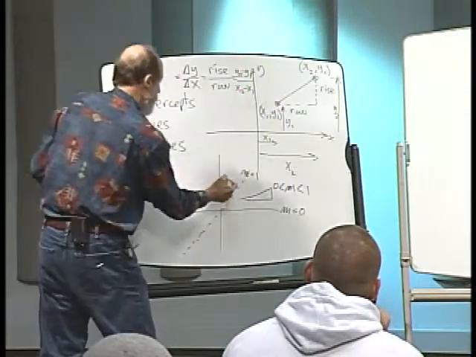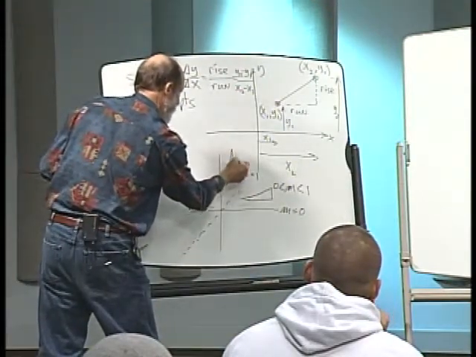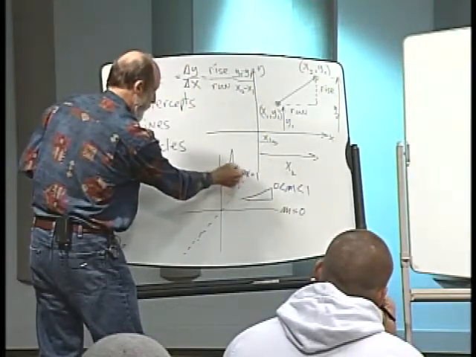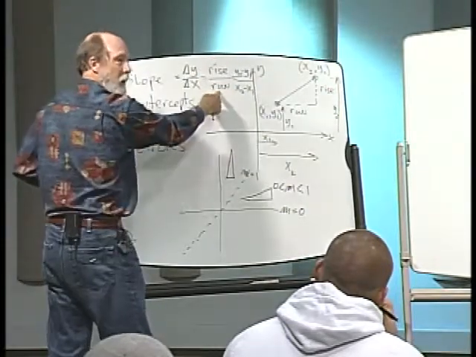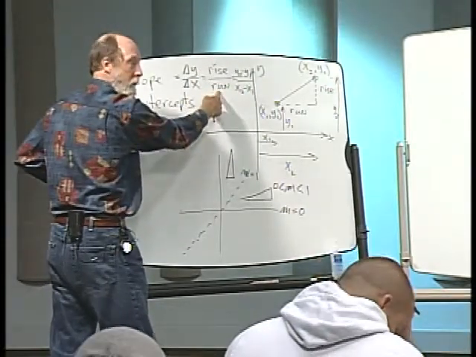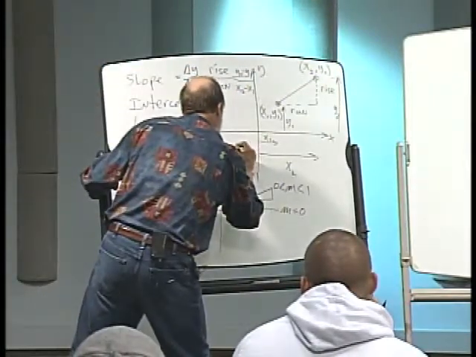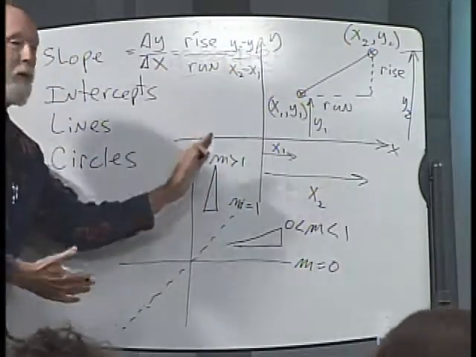What if the line was steeper than 1? A slope of 1. Something like this. You can clearly see that the rise is greater than the run. The numerator will be greater than the denominator. So up in here, the slopes are greater than 1. Steep lines.